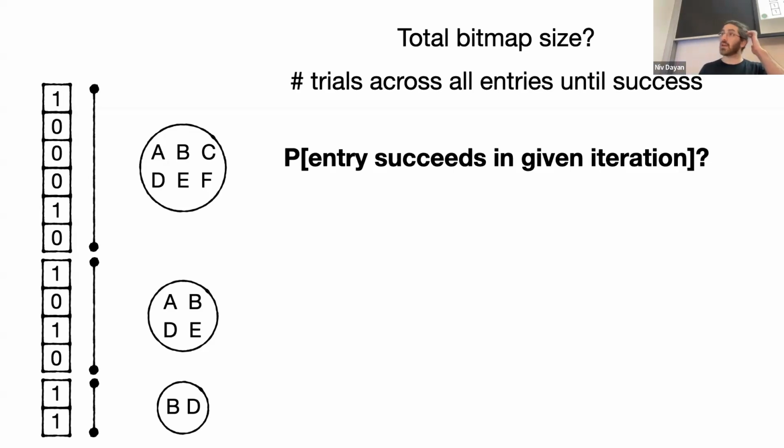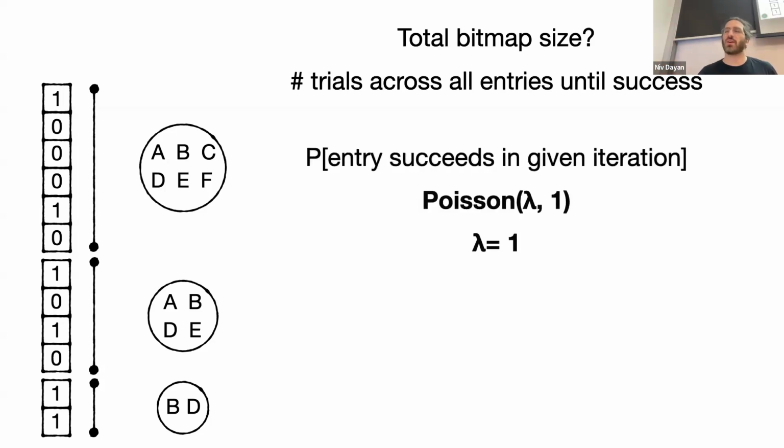Yes. Why? Yes. It's a Poisson distribution with which parameter? Okay, you're almost on it, but basically it's a Poisson distribution always with parameter 1, because in every iteration we map X entries to X random bits.